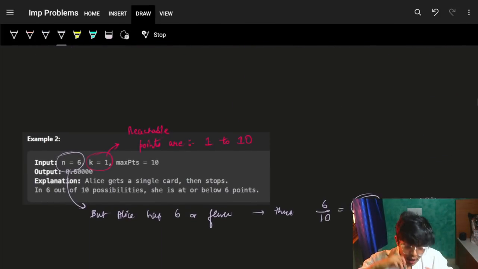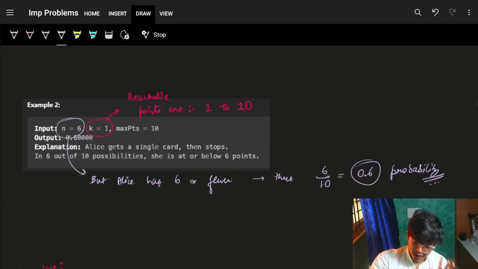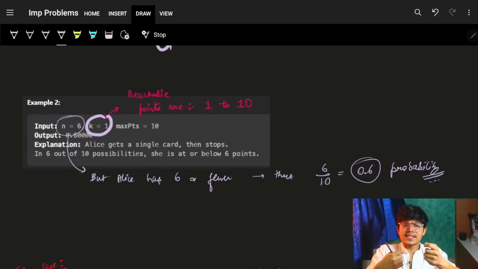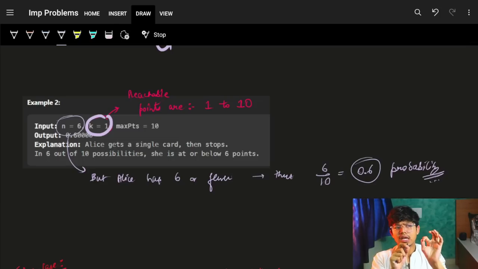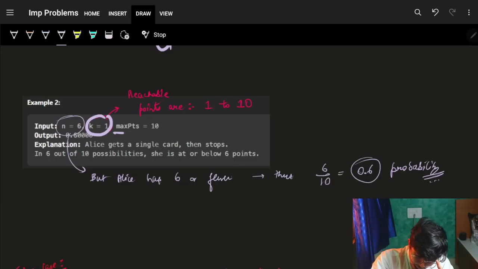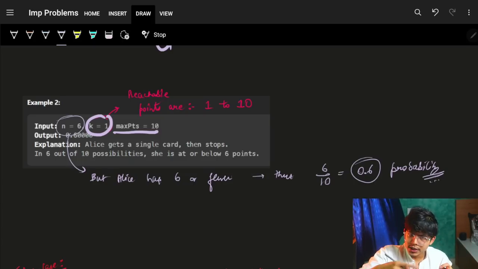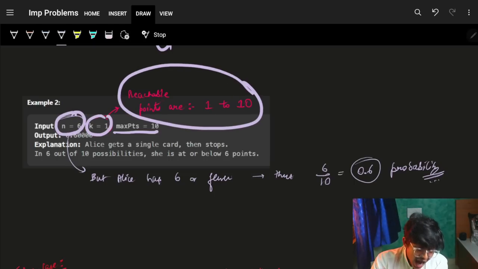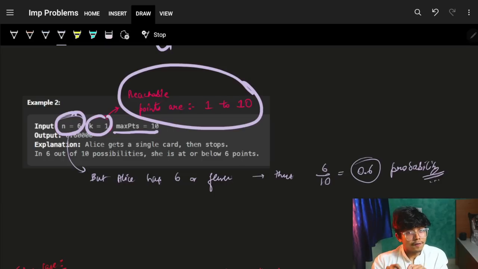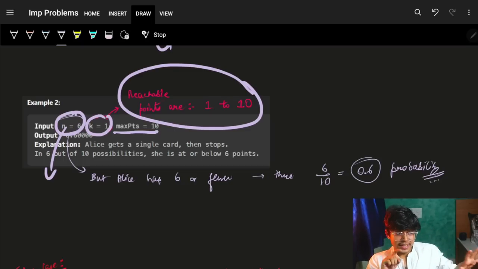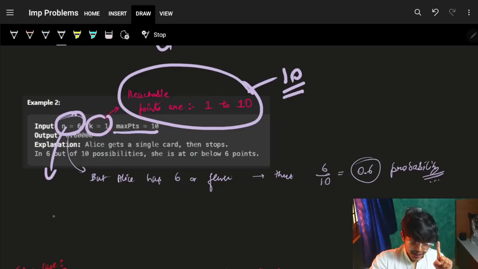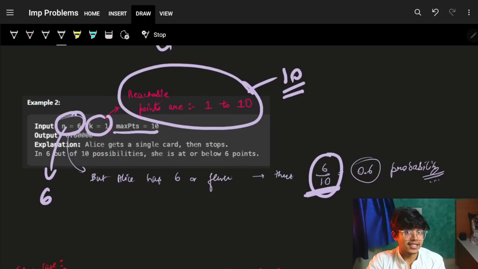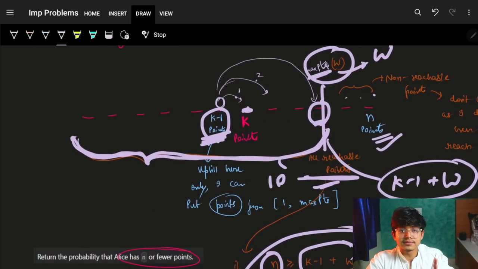Now going on to a big example of how the above thing is actually valid. Aryan, say K equal to 1, which means I can place any card, any value, but as soon as it passes a value more than K, I have to stop. So I have maximum points as 10. So at one step I can put 1, 2, 3 up to 10. So all the reachable points are 10, but I was only capable of 6 points, which means I wanted to see for 6 points, but reachable points were 10. I am asking for 6 points, so 6 by 10. I only considered the reachable points at the bottom. In this example, your reachable points were 10.